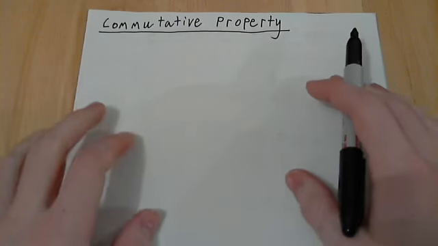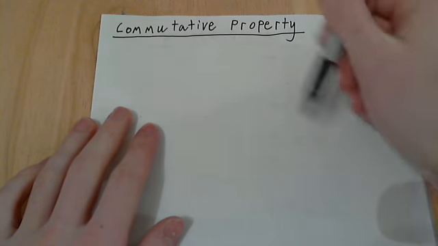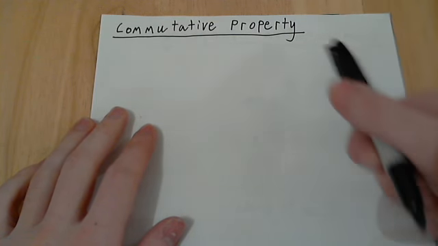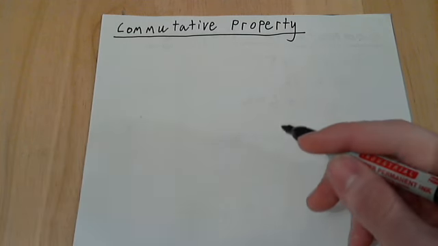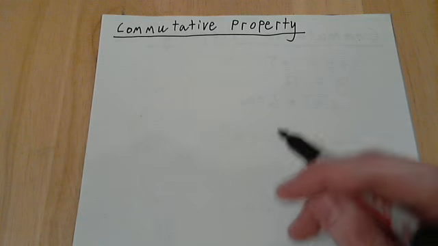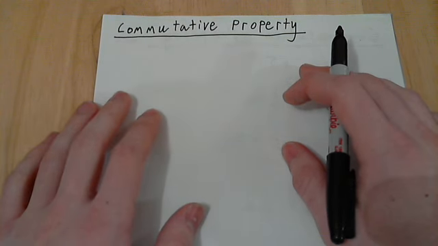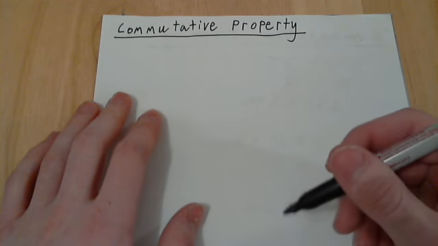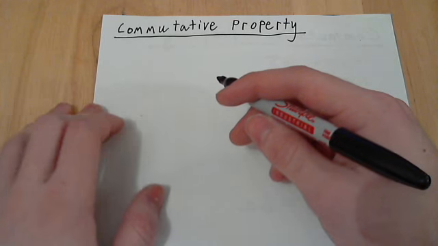In this video, we're going to be looking at the commutative property, which is pretty simple to understand once you get it figured out. So basically what it says is you can change the order of certain numbers in an equation and still get the same answer. And some important things to know are the commutative property only applies to addition and multiplication. It never ever works for subtraction or division.